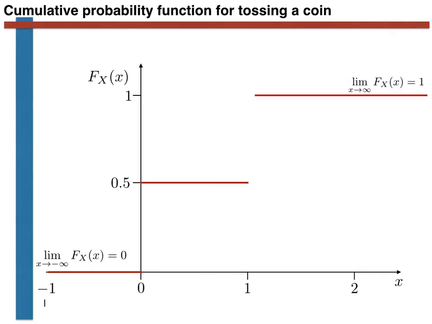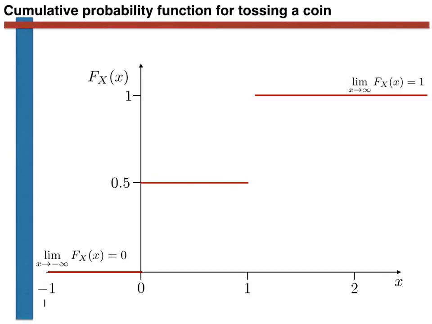At x equals 0, there was a discontinuous change in the value of the cumulative probability distribution function, as our subset now included the outcome tails. There was then no change in the cumulative probability distribution function until we reached x equals 1, at which point heads as well as tails entered the subset of interest and the cumulative probability distribution function jumped to 1.